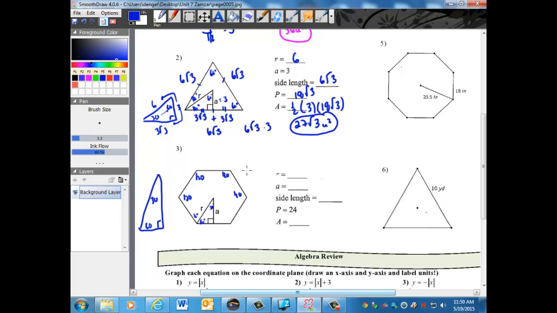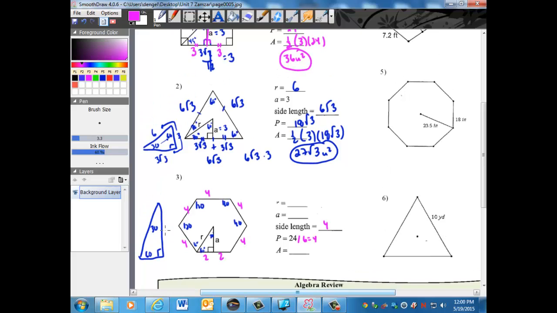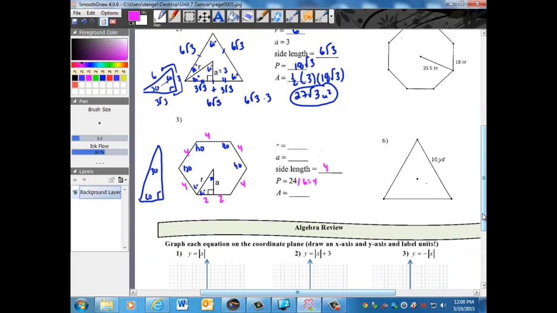We're told that perimeter is 24. So if we divide that by 6, we know that each side length would be 4. So all of these lengths are 4. We know that the apothem will cut this base in half, so let's put 2 and 2. We know that side length 2 is opposite our 30-degree angle. This is a short leg, so that means the long leg is 2 rad 3. That's our apothem, 2 rad 3.